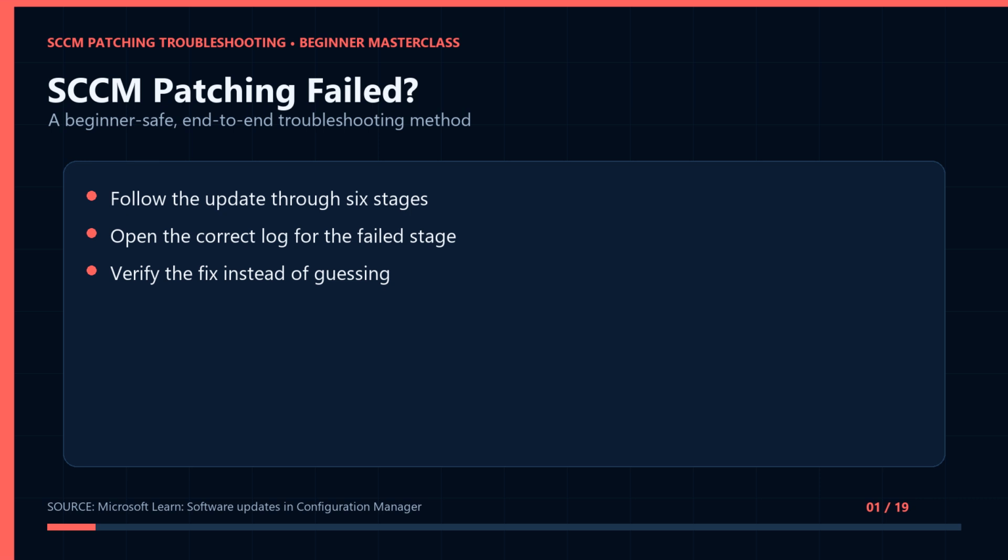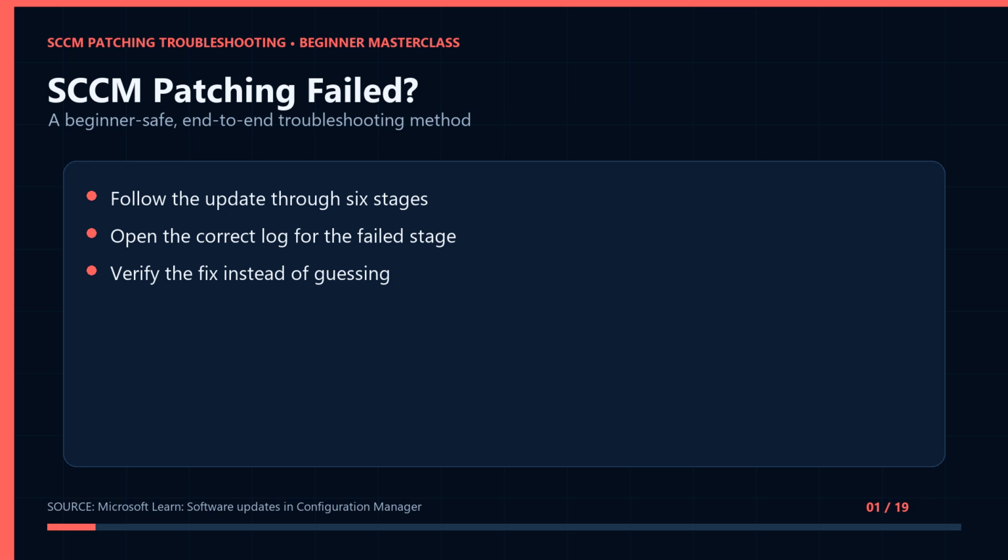Save this order. Scope the impact. Confirm synchronization and the update metadata. Confirm the software update group, deployment, collection, and policy. Confirm the assigned software update point and scan result. Confirm content location and transfer. Confirm installation prerequisites, deadline, and maintenance window. Finally, confirm restart and compliance reporting.